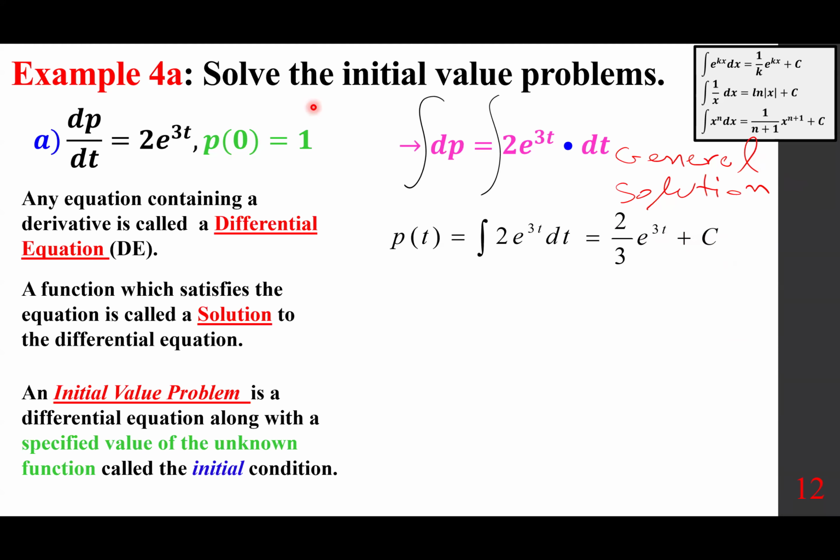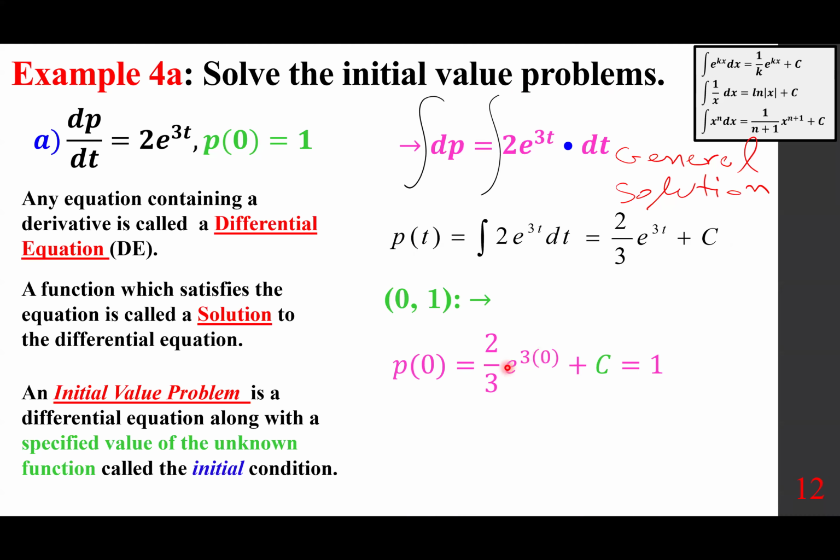Now, with the help of one point, which has the coordinates 0, 1, we can find the c. Therefore, it becomes one solution known as the initial value problem. We are going to replace the independent variable, which is normally t or theta or x, in this case t, with 0, and the dependent variable, which is normally y or f of x, or in this case p of t, with 1.